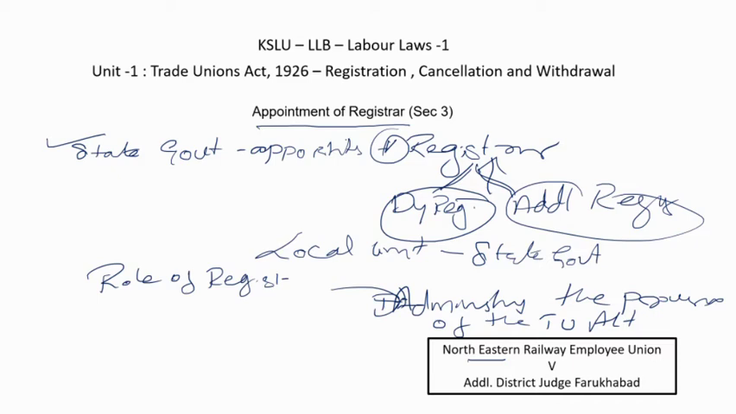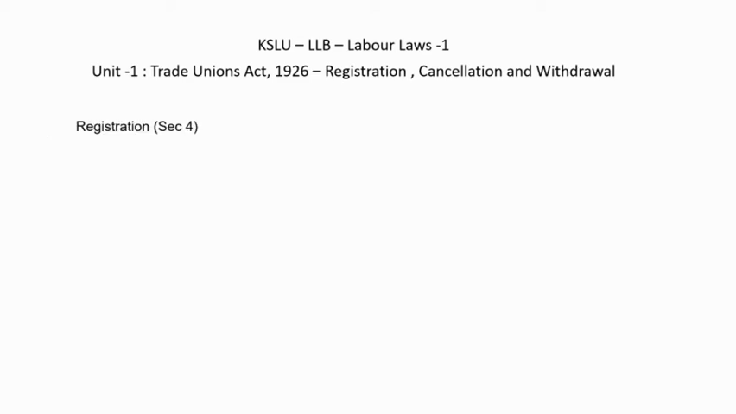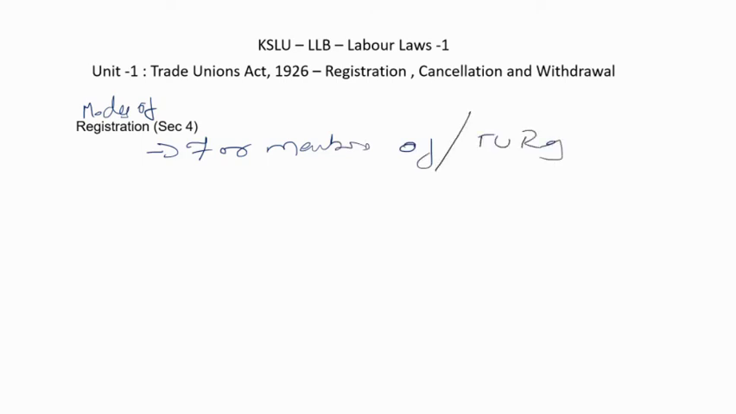Moving to the next section, Section 4. Section 4 talks about modes of registration. Here the first point is that 7 or more members can apply for trade union registration.